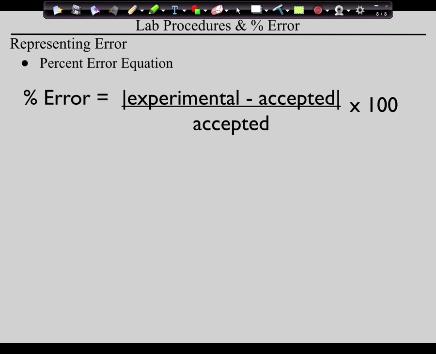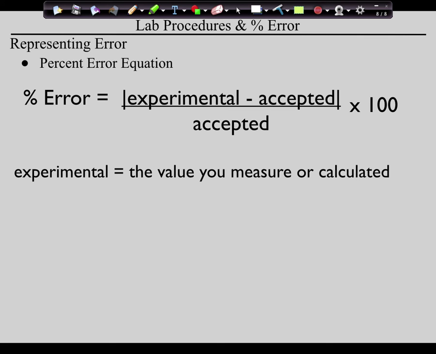Okay. Now, guys, the question is, what do these things mean? Well, the experimental value is the value that you measure or calculate. The accepted value is the correct value. You ready for this? This is a measure of accuracy. How close you are to correct. So here's how you do the calculation. How much did I get minus how much I should have got, divided by how much I should have got, times 100, and that gives us the percent error. Y'all caught up? You're good?